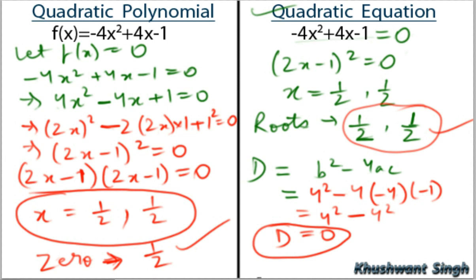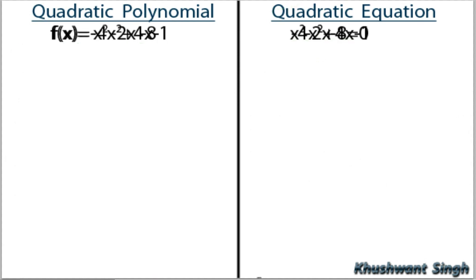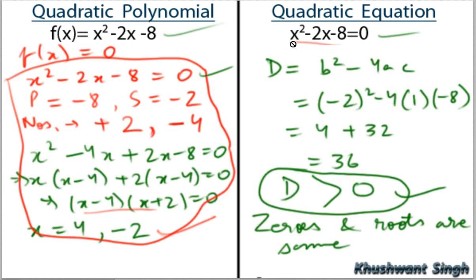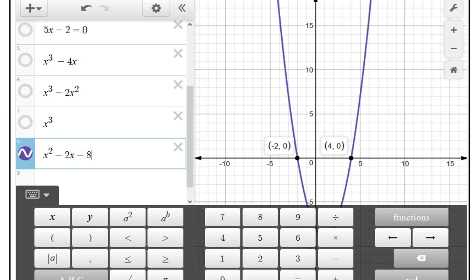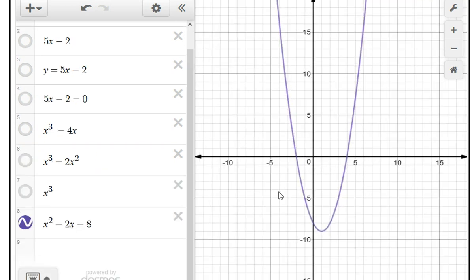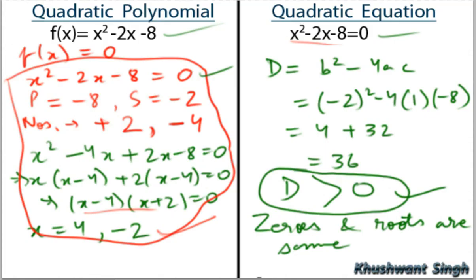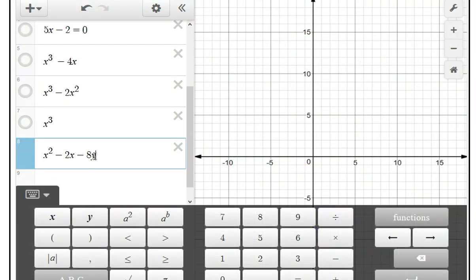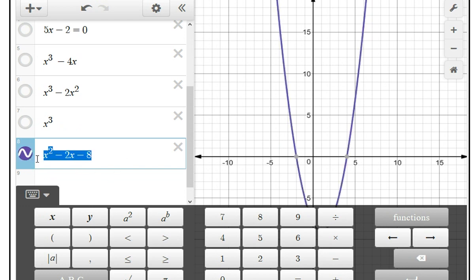Let us see minus 4x square plus 4x minus 1. I think we missed one thing, and that is we hadn't discussed this quadratic equation in graph. So first let us just discuss this equation, because x square minus 2x minus 8 is already in this graph. We have just seen it over here. This purple line is actually x square minus 2x minus 8. This is a polynomial. Now let us see this as an equation. One second, so copy and paste.